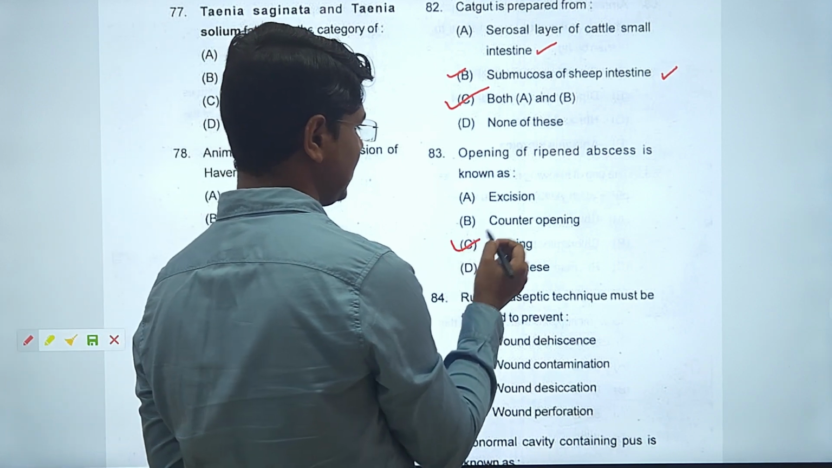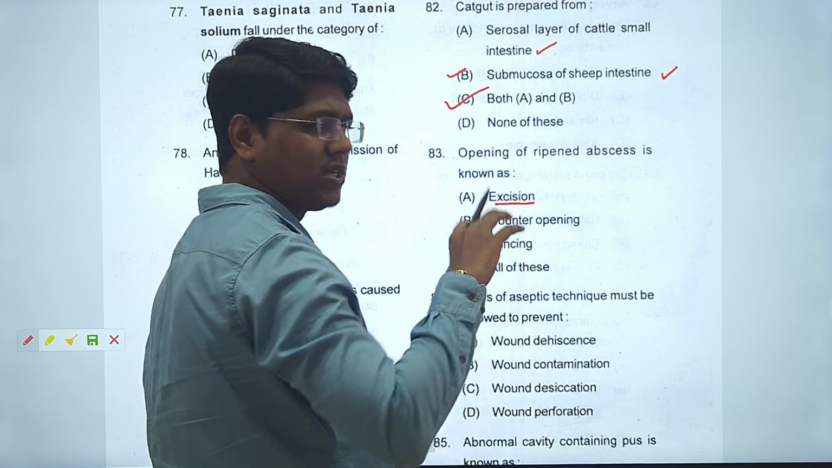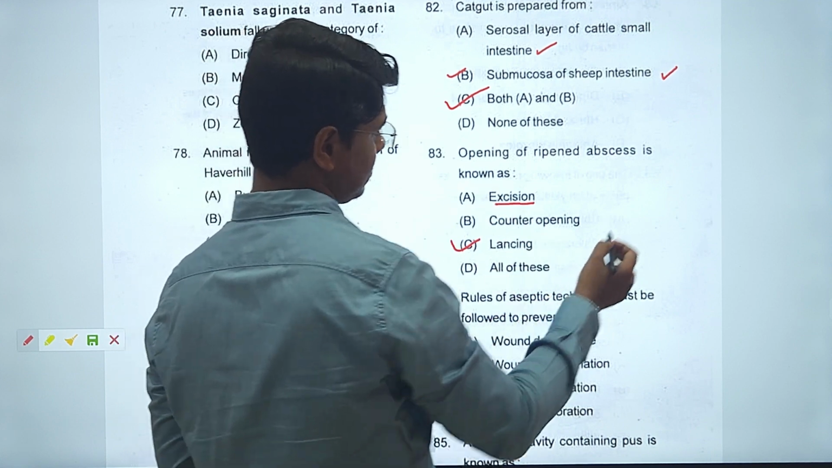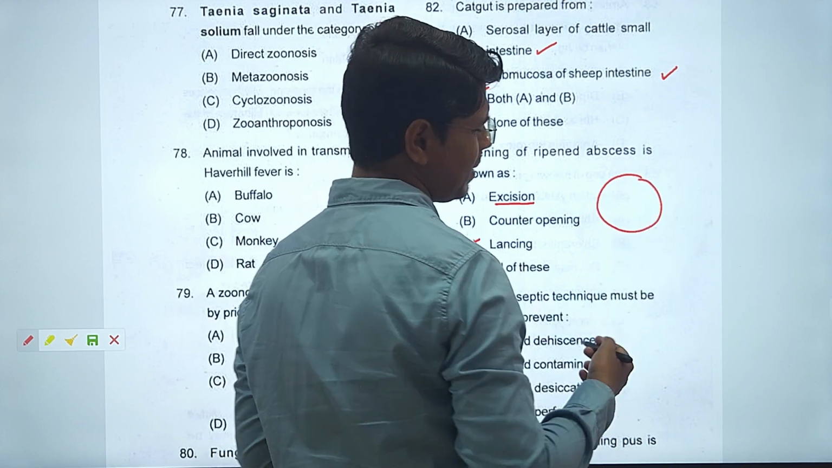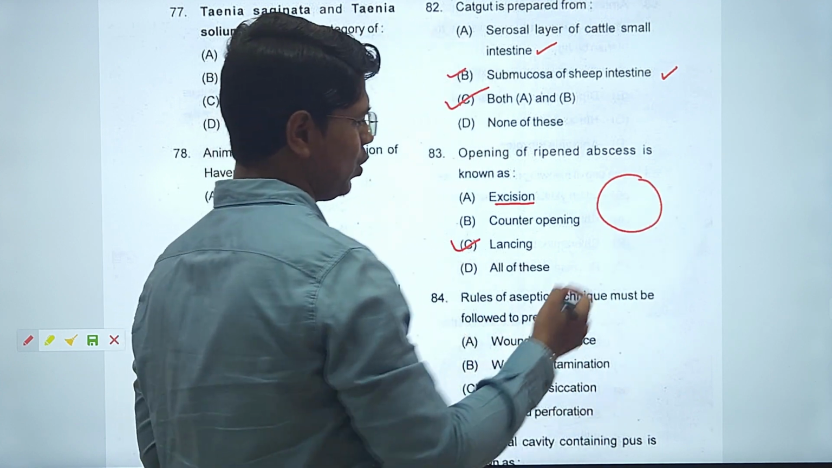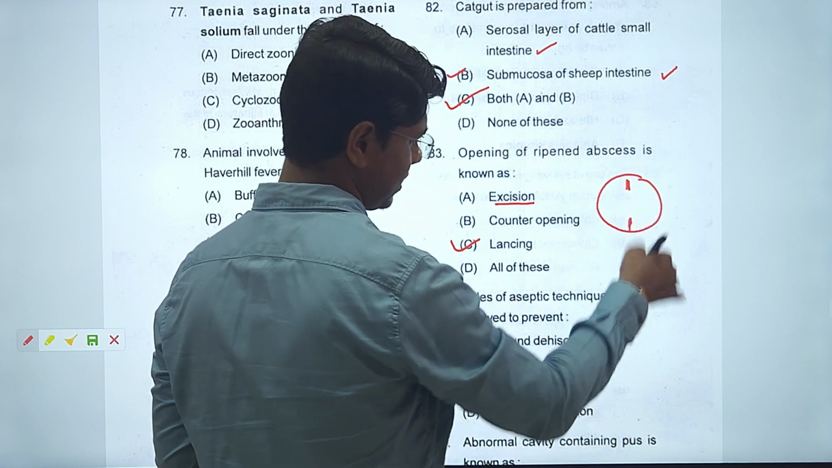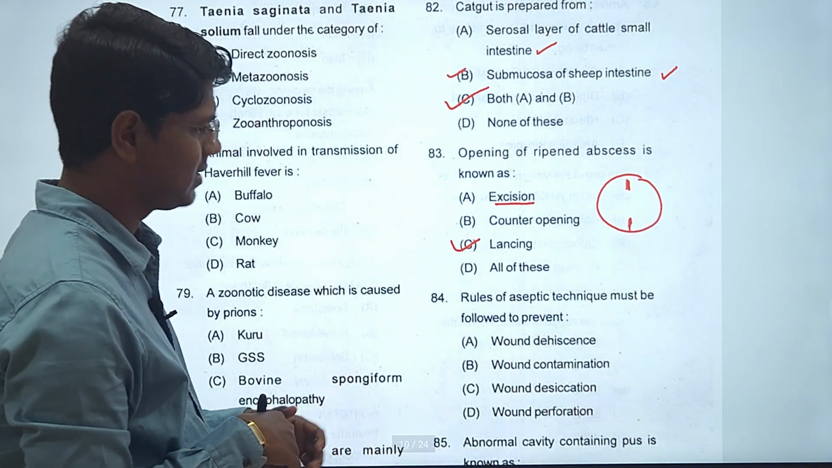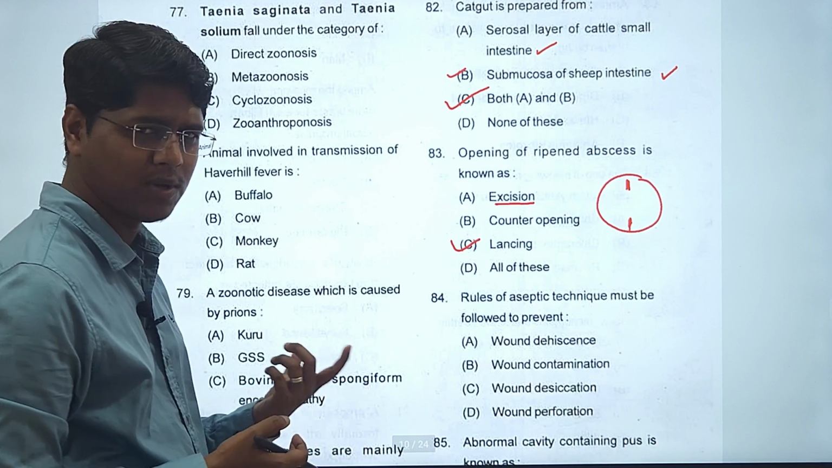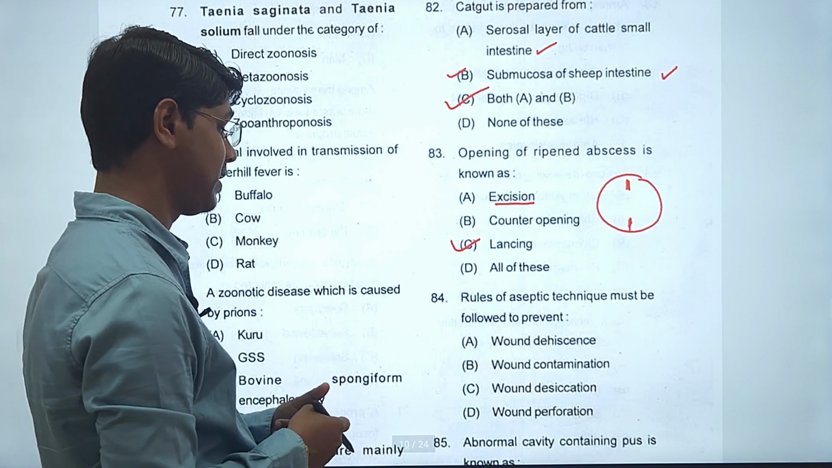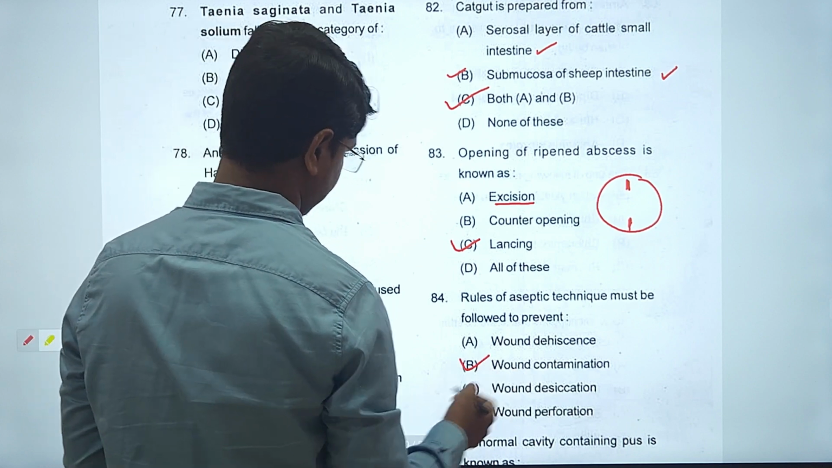Opening of a ripened abscess is known as lancing. Technical term is lancing. Excision means something to excise out, like tumor excision. Counter opening means, suppose there is something, it may be cyst, it may be abscess or something. If the opening is at some anti-gravity site, you have to make a counter opening so that it can be drained easily. That is counter opening. It can be applied to abscess also. Rule of aseptic technique must be followed to prevent wound contamination.